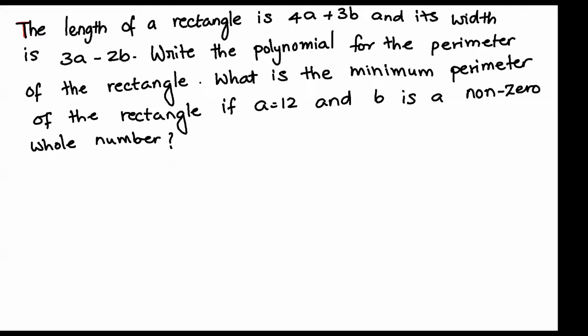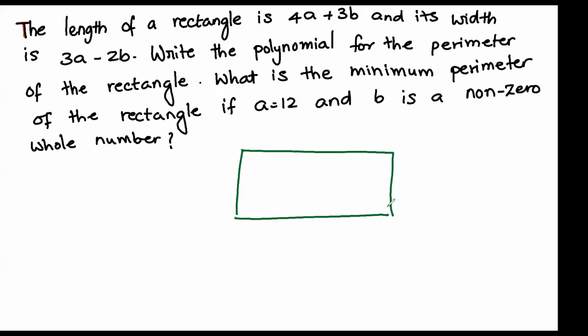So the problem says the length of a rectangle is 4a plus 3b and its width is 3a minus 2b. Write the polynomial for the perimeter of the rectangle. What is the minimum perimeter of the rectangle if a is equal to 12 and b is a non-zero whole number? So when you have a problem of this sort, first draw the diagram. When you draw the diagram, things become a lot more clear to you. So go ahead and draw the diagram.